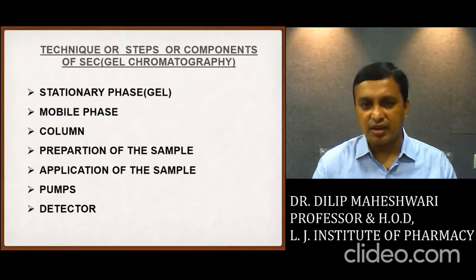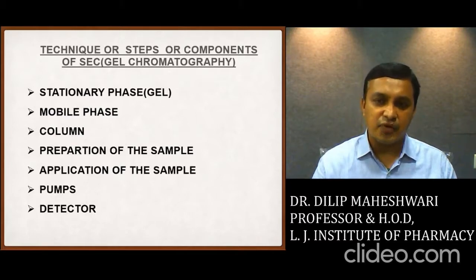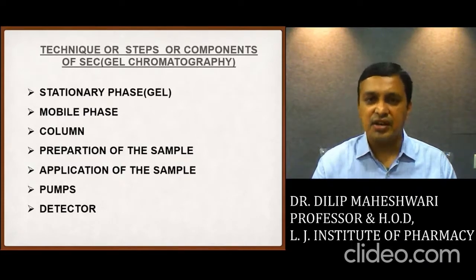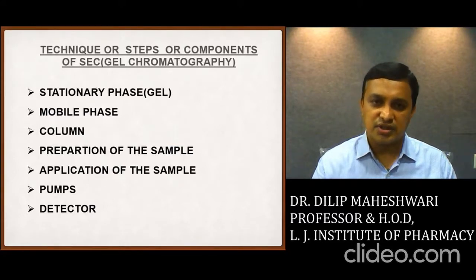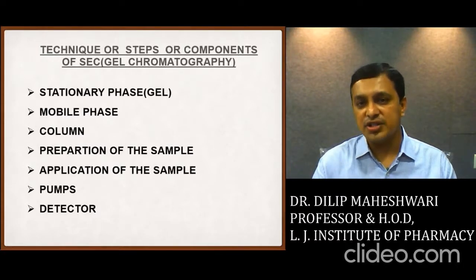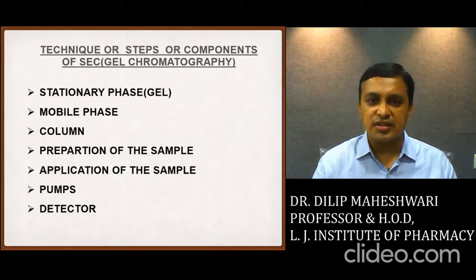Stationary phase. Here in the stationary phase, different types of gel are used. There are 3 types of gel. Number 1, soft gel, number 2, semi-rigid gel, number 3, rigid gel. The difference between these 3 gels is the physical characteristic of the components. In soft gel, when you prepare it in the solvent, it can swell 1000 folds more than the original volume. So it is known as soft gel.